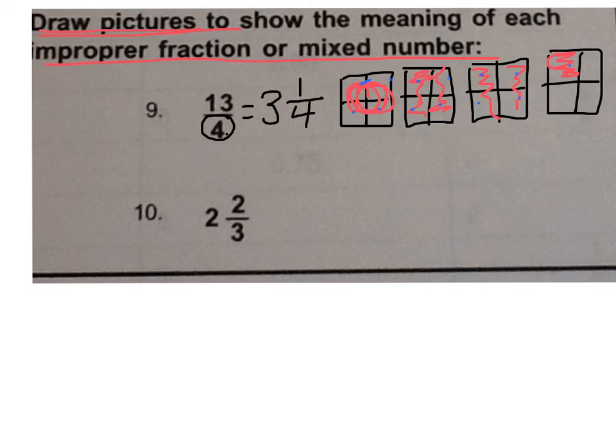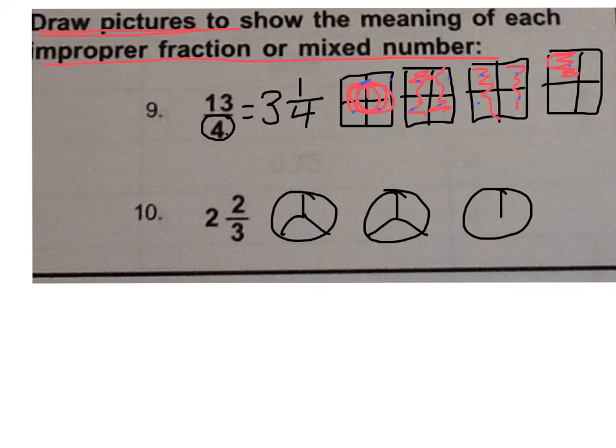Okay, now let's do the second one. 2 2/3. We've got 1, 2 full ones, and then 2/3. So then when I color these ones in, I've got 1, 2, and 2/3. So there you are.